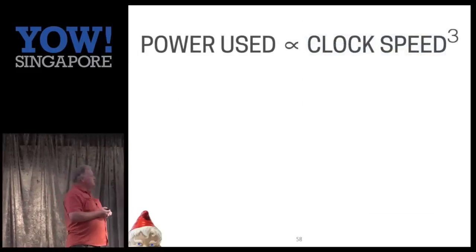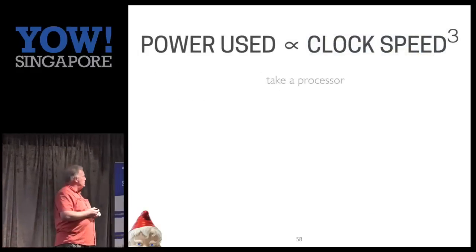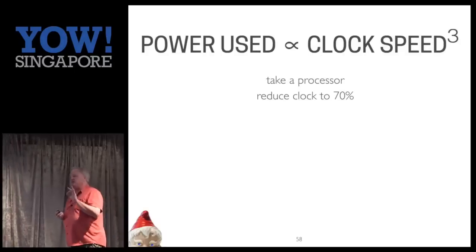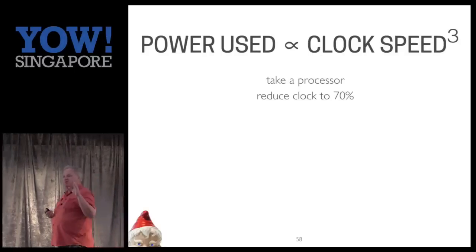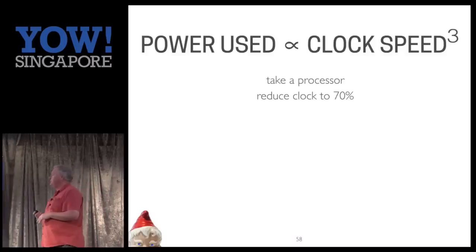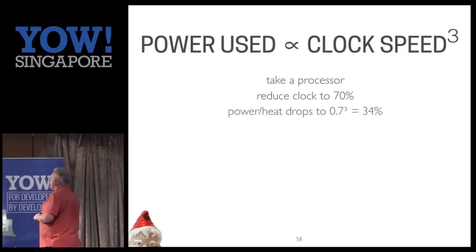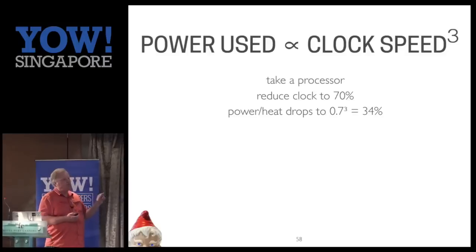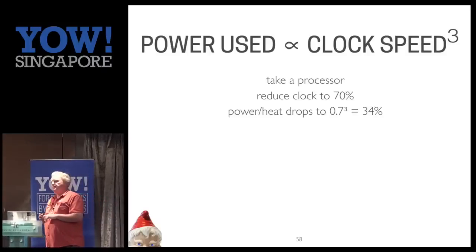So this is why we use multi-cores, because we can do the same thing backwards. We'll take a processor and reduce it down to 70% of its clock speed. So if it's currently running at 1 gigahertz, we'll run it at 700 megahertz. Now what happens to its power? Well, the power drops to 0.7 cubed, which is 34% of what it used to take.